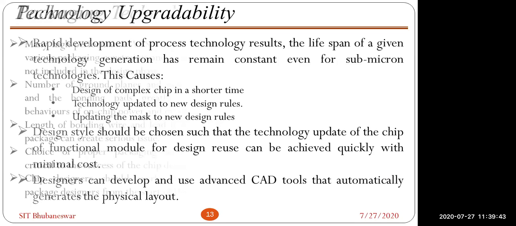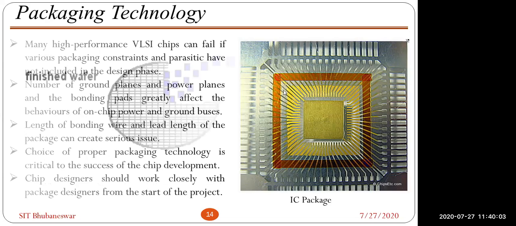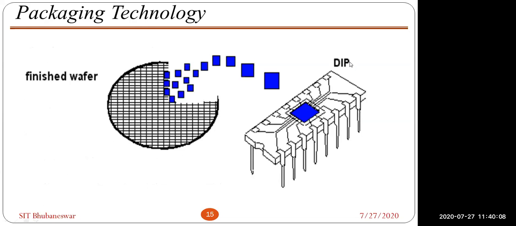Next, package technology. After fabrication, you will do the packaging. Here the middle part is the chip, and it will connect through wires. The outer part is the package leads. This is how the packaging is done. This is your wafer, and all the chips are there. Inside that is a single DIP chip, dual in-line package, where pins are on both sides. So this is the chip inside the package.